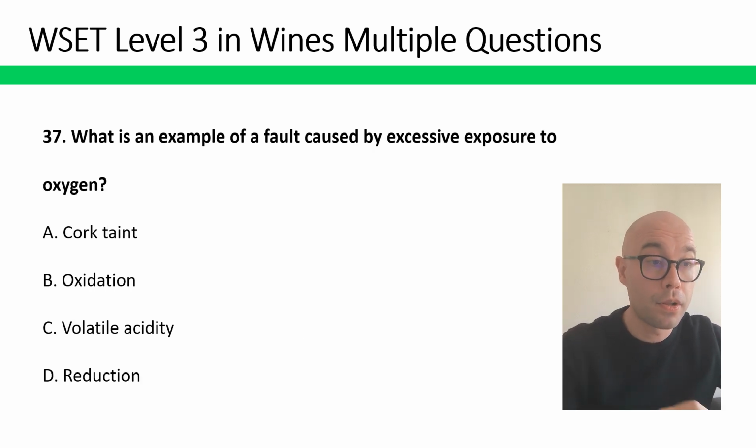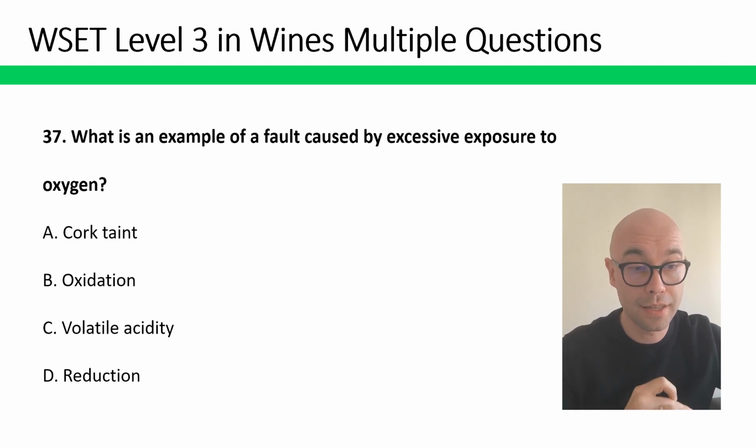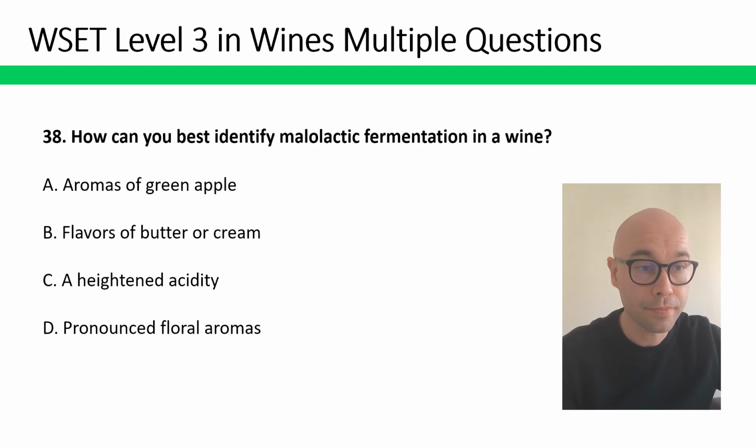What is an example of a fault caused by excessive exposure to oxygen? Cork taint, oxidation, volatile acidity, reduction. The correct answer is B, oxidation.